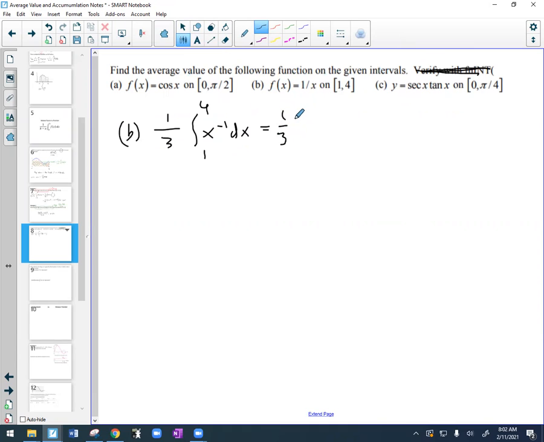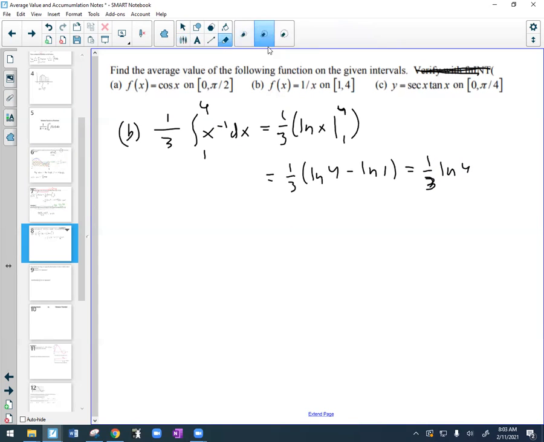So I do 1/3 times the log of x running from 4 to 1, which is 1/3 times log 4 minus log of 1. Log of 1 is 0, so 1/3 log 4. And this says verify with fnInt. That means use your calculator's integration function to ensure that the integral of this thing is 1 over x, I guess. I don't know. This is the average value.